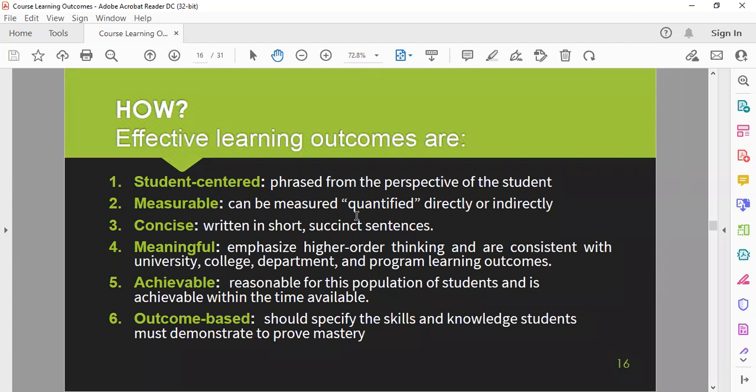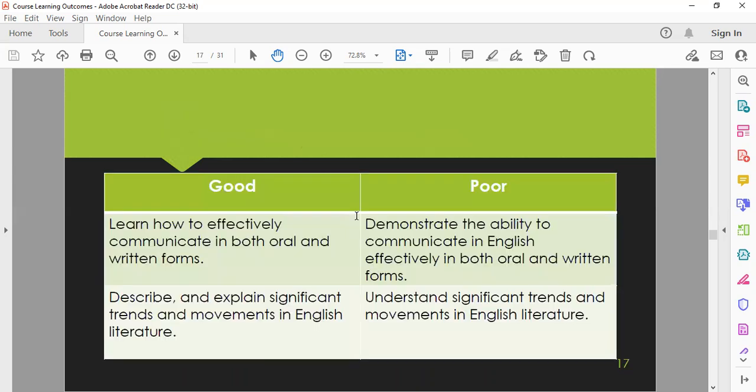Outcome-based, as I said earlier, it should be student-centered. If we want our students to be able to achieve something tangible at the end, the outcome should be outcome-based, as we said, related to any one of the domains that we have mentioned: knowledge, skills, or values, autonomy, and responsibility. Then, coming to some examples here, I need your comments, please.